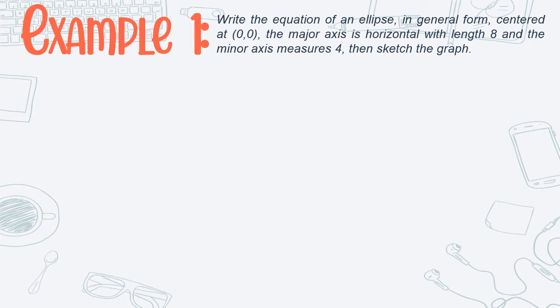So, from our given, what will be our first step? Or which values will be useful for us to write the equation? Again, the major and the minor axis are already given. The major axis is equal to 8 and the minor axis is equal to 4. And again, according to our given, the major axis is horizontal.